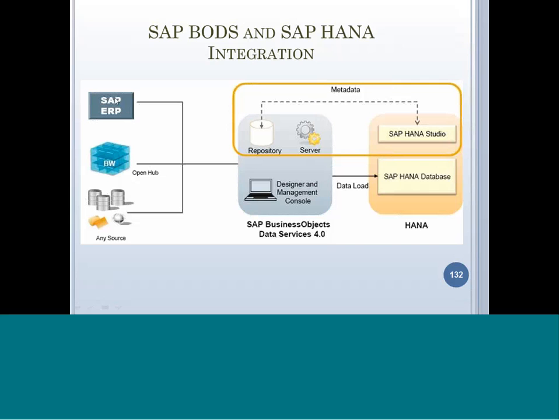Now you are able to see the data integration part of SAP BODS and SAP HANA, with the SAP ERP system, BW system, and any source system. Before starting your loading, you have to make sure that our BODS metadata repository information is registered in the SAP HANA Studio. That is a very, very important point. Once that activity is completed, it is very easy for you to proceed with the data loading into the SAP HANA database.